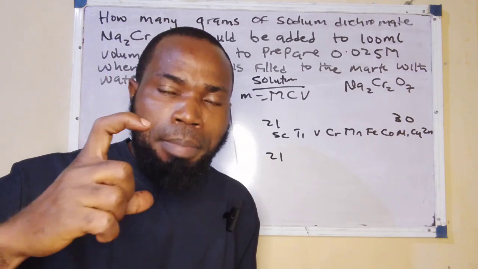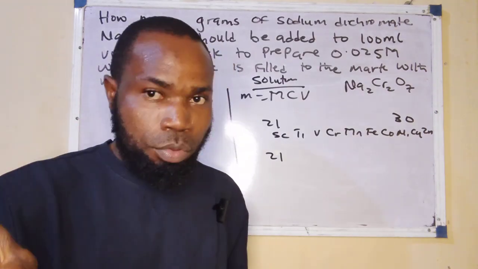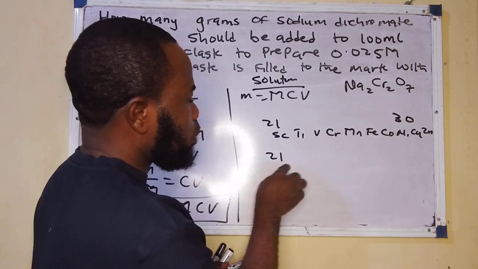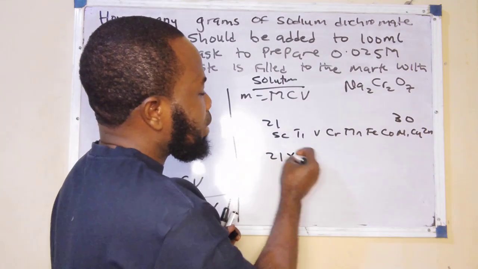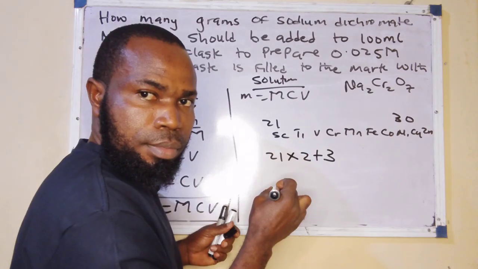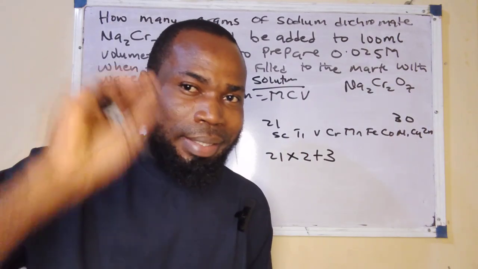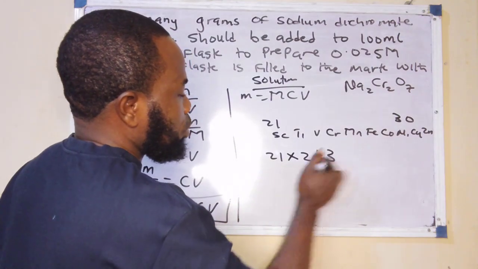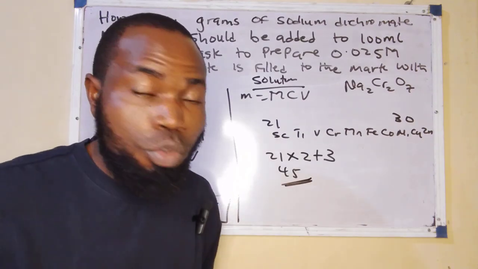To get the atomic mass of scandium, think: if the atomic number of the element is divisible by 7, look at what you're going to do. Now look, 21 is divisible by 7. All you have to do is multiply the atomic number by 2, then add what? Then add 3. You can only apply this rule when the atomic number is divisible by what? By 7. Now look at it. 21 times 2, that will give me 42. 42 plus 3, that will give me what? 45. So the atomic mass of scandium is 45. So you can actually get it.